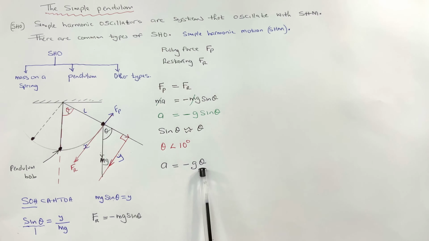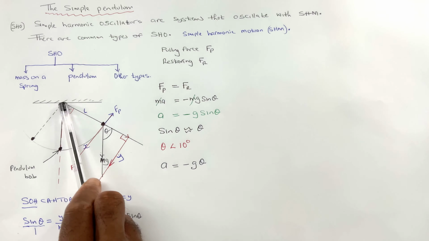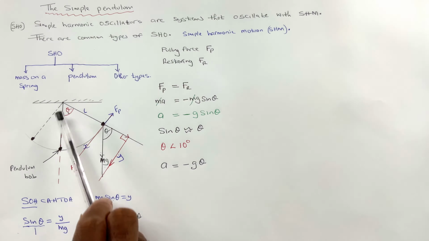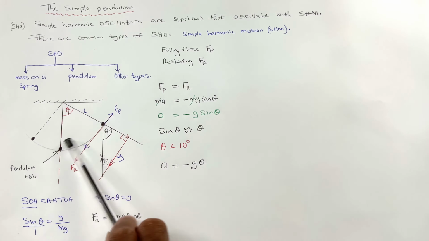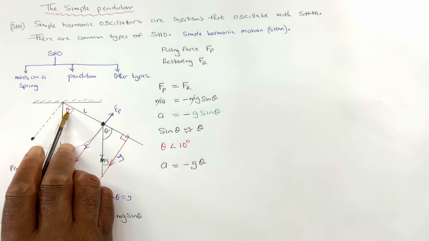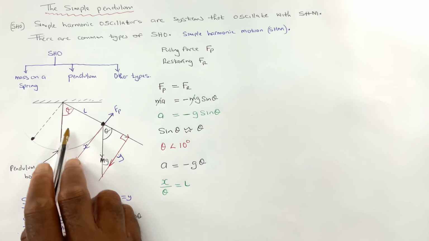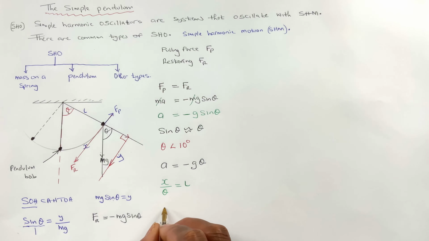But what is theta? Theta is that angle here created by the arc length and the length of the pendulum, which is the radius, because it could form a circular motion. So let's write what theta is then. x over theta equals L, from the arc length, the sector here. And therefore, we could write theta equals x over L.